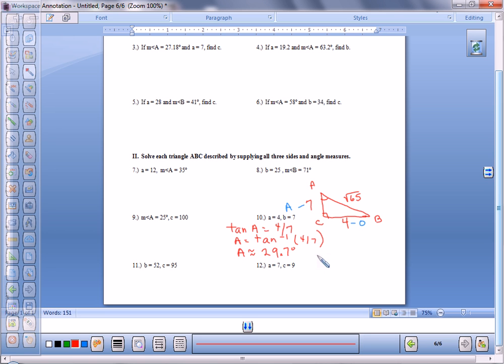All right, now, we could actually set the same thing up for B. We could say tangent of B is equal to, it's going to switch the opposite and adjacent, isn't it? So it becomes 7 over 4. And then do inverse tan of 7/4 would give us B is approximately 60.3.